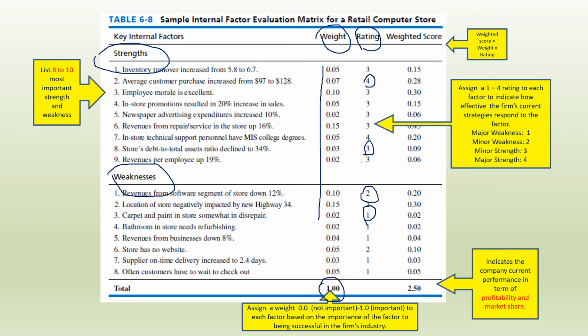For the weighted score, this column, this is the weighted score obtained from this weight column and the rating column. So this column multiplies the rating column and you will get the weighted score. So the total weighted score is 2.50, and this score indicates the company's current performance in terms of profitability and market share.